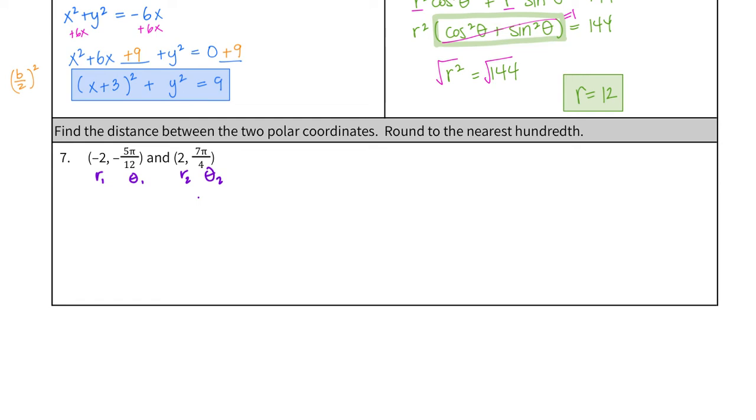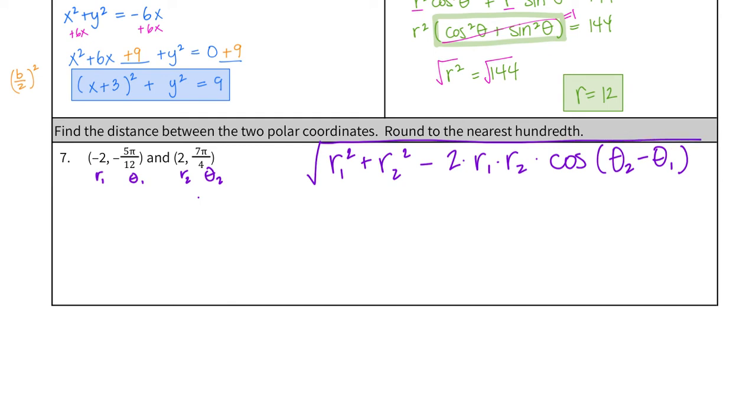Our formula here is r1 squared plus r2 squared minus 2 times r1 times r2 times cosine of theta 2 minus theta 1. And that whole thing is underneath the square root. So notice that it's always r1, r2, 1, 2, but then when it gets to theta, it's 2 minus 1. That's important. So we're just going to fill this in.